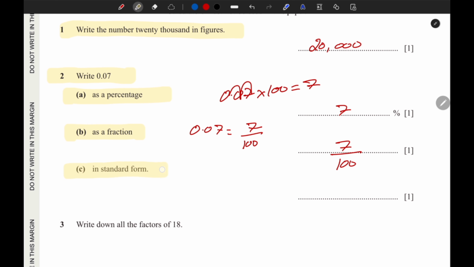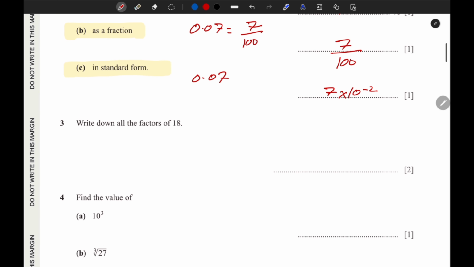Now they are saying in standard form. See, in standard form, 0.07. So you move the decimal 2 decimal places towards the left. So this will be 7 times 10 to the power minus 2.